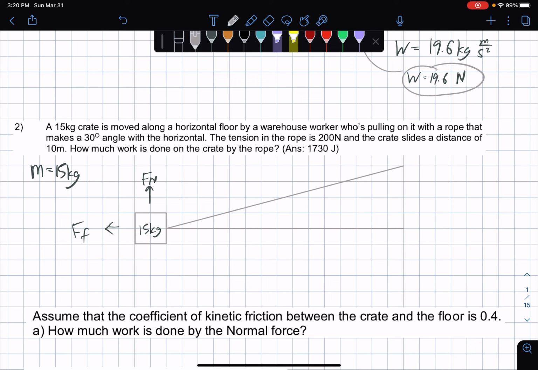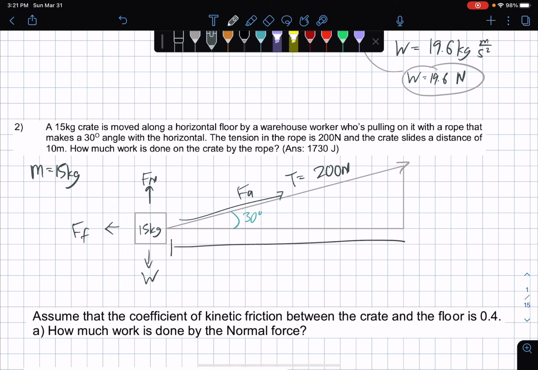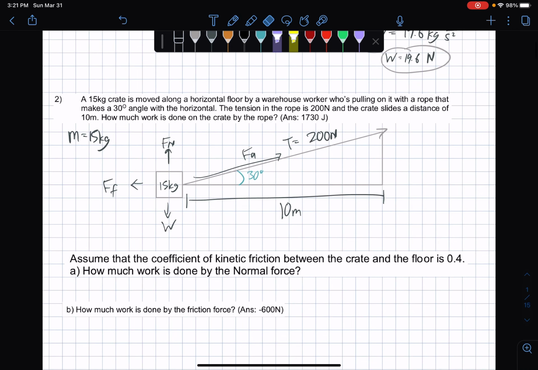The tension of the rope is this one. Let's just make a triangle basically, and the arrow is going that way. The angle will be here, 30 degrees. And here we have Fg, the gravitational force, or the weight. This direction is going to be our applied force, such that the tension is 200 newtons. The crate slides a distance of 10 meters, so let's say this is 10 meters. The question is, how much work is done by the rope on the crate?